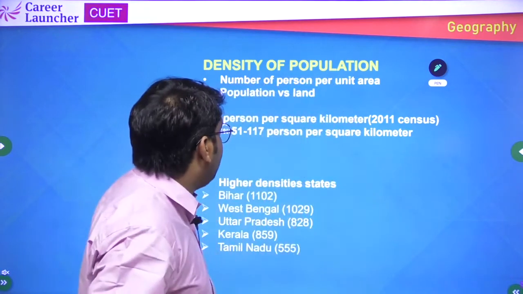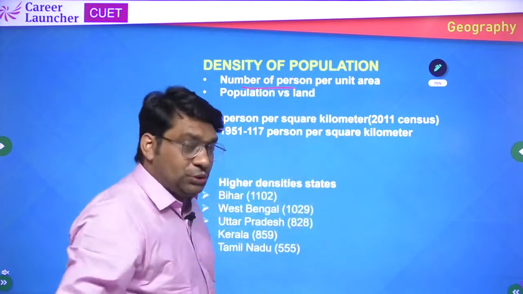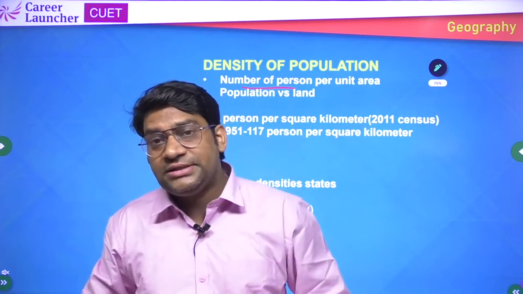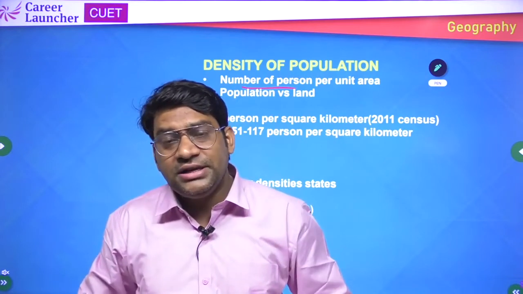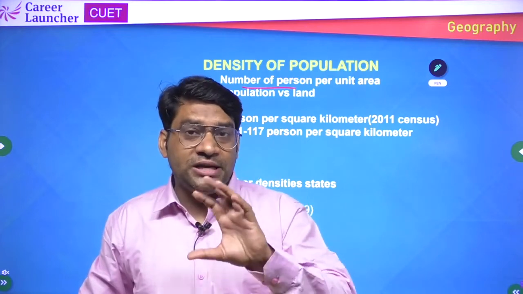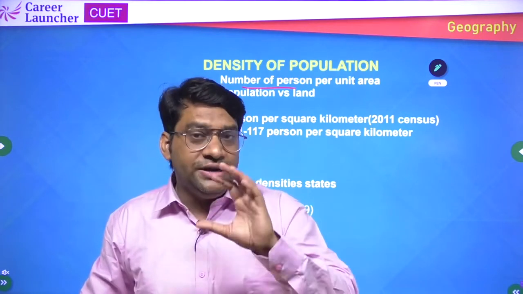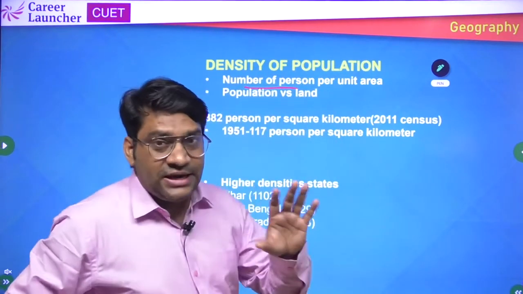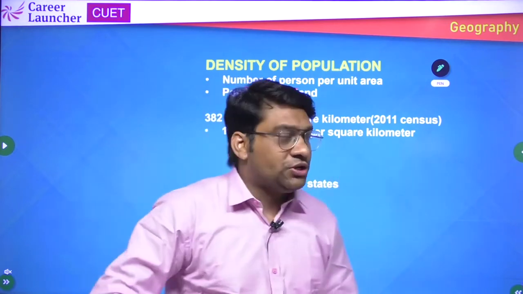And density means the number of persons per unit area. So obviously remember that density will be high in those areas where all the climatic factors, geographical factors, then historical factors and modern factors like transport, urbanization, industries are better, job opportunities are better, so in that place density will be high. Okay, so population versus land, this is the one important way we can understand the relationship between population and land.